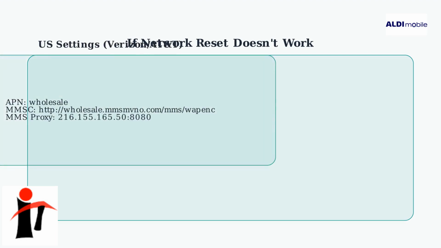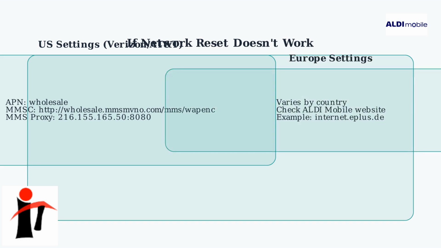For the US on Verizon or AT&T networks, the APN is typically wholesale, with the MMSC as http://wholesale.mmsmvno.com and MMS proxy 260.155.165.5D, port 8080. For Europe, it varies by country, so check the ALDI Mobile website for your specific region. It might be something like internet.eplus.de.